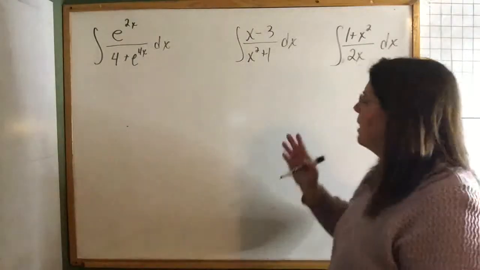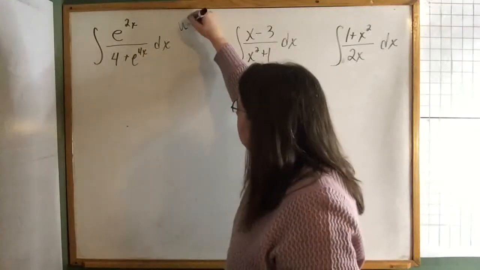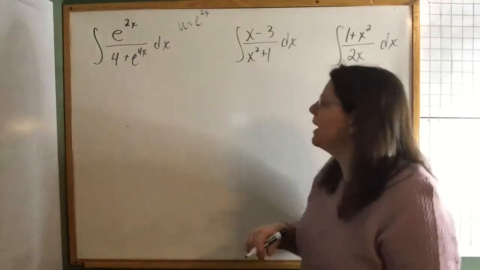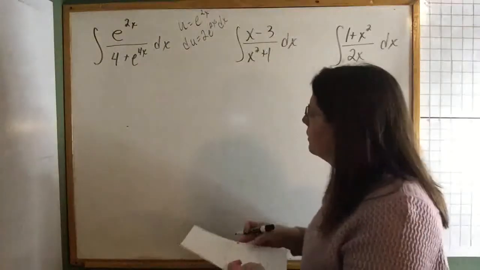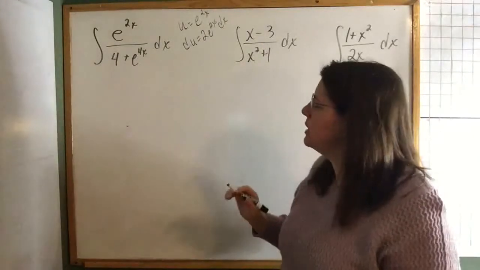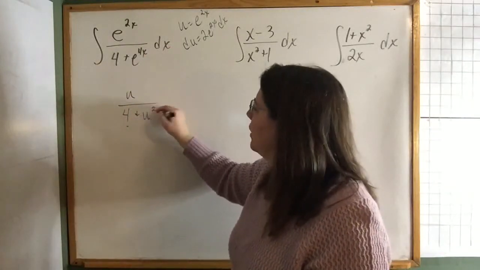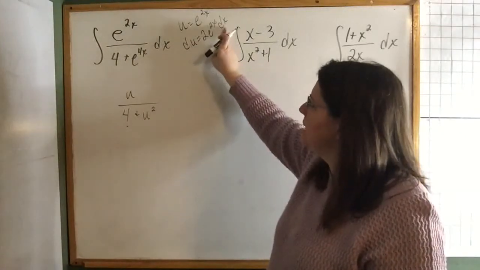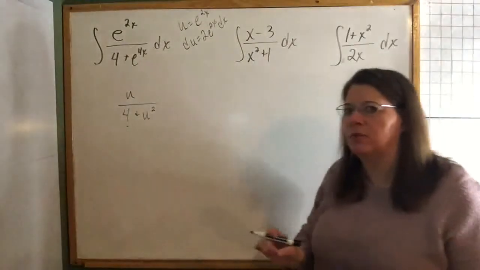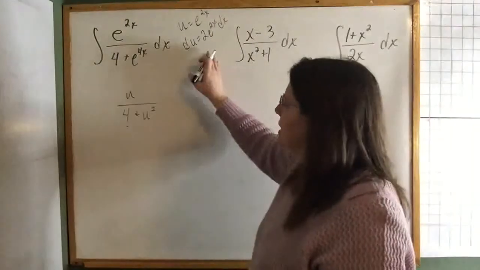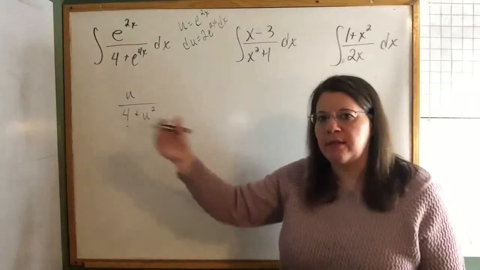In these 3 problems, I've got some different situations. In this one, if I let my u be e to the 2x, and I try to go from there, well, wouldn't my du equal 2e to the 2x dx? If I just try to do some u substitution here, I would have a u over 4 plus u squared, and then I have a dx, which here's my dx, but I don't have the 2e to the 2x to go with it. So this might be a u substitution type of question, but it's not what we're used to seeing. We need to think about how we can tackle this problem to make it something that is workable.